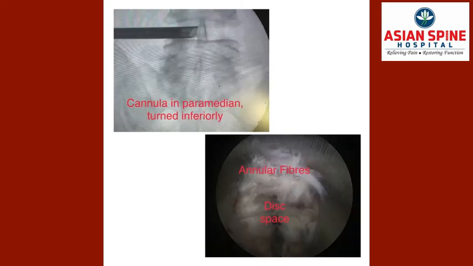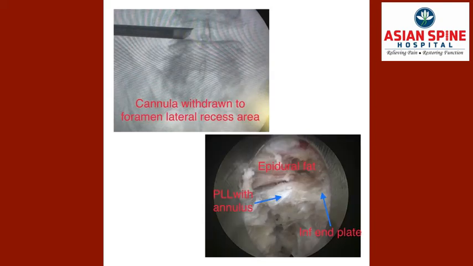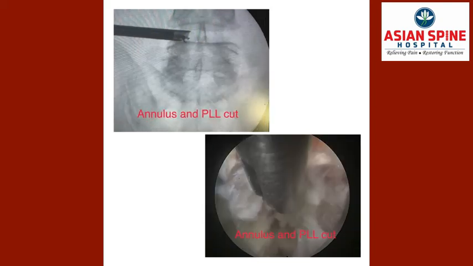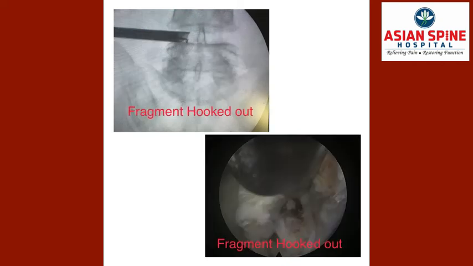So what I have done here is I'm just using a cutting punch or annular cutter and cutting the annular fibers inferiorly towards the lower end plate. This opens up the disc space to the epidural space so that we can work freely. Once you release the annulus here, you can see I am passing a hook and just hooking out the fragment.